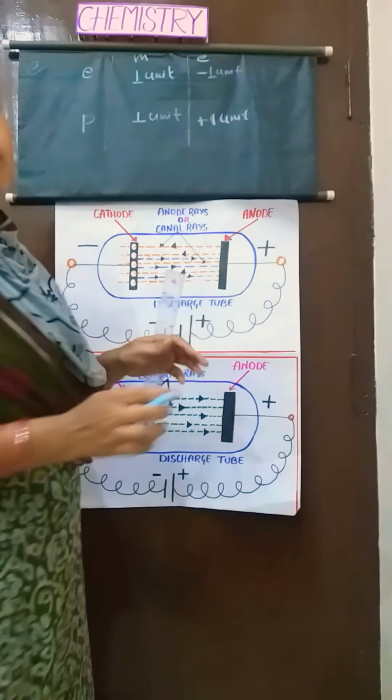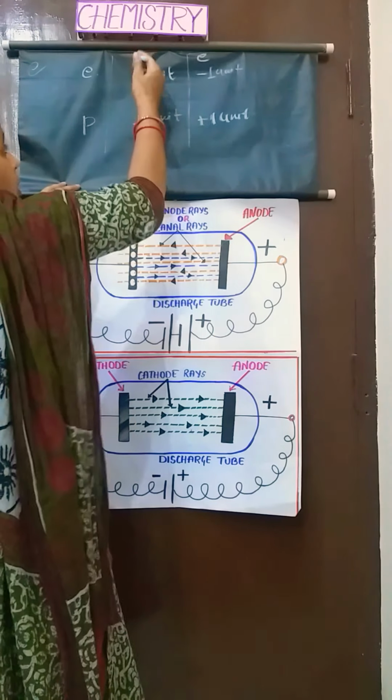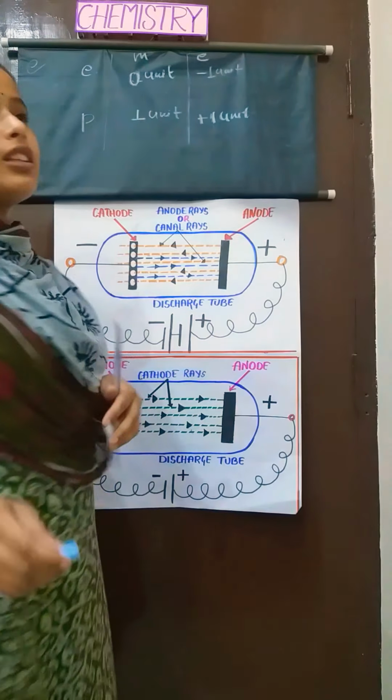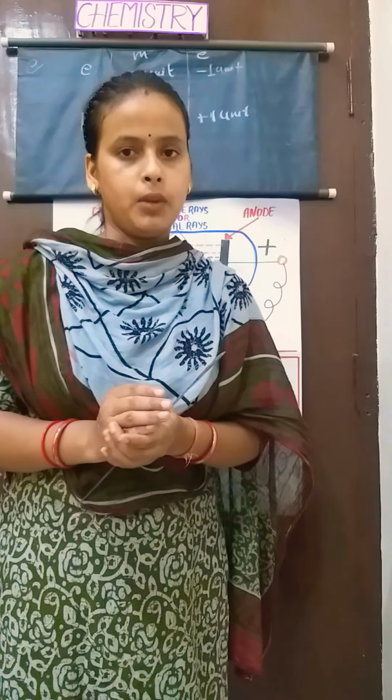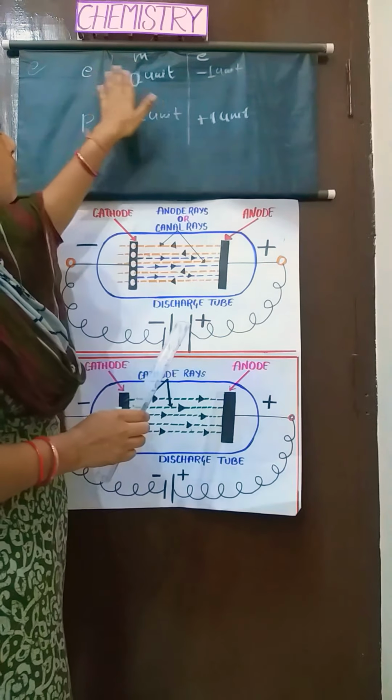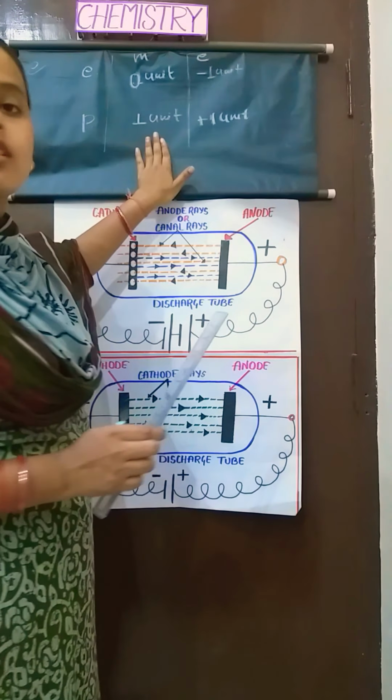and charge is plus 1 unit. So for electron, the mass will be 0, because I have told you that the value of mass of electron is very less and we always consider it to be negligible. So the mass of electron is 0 and the mass of proton is 1 unit.